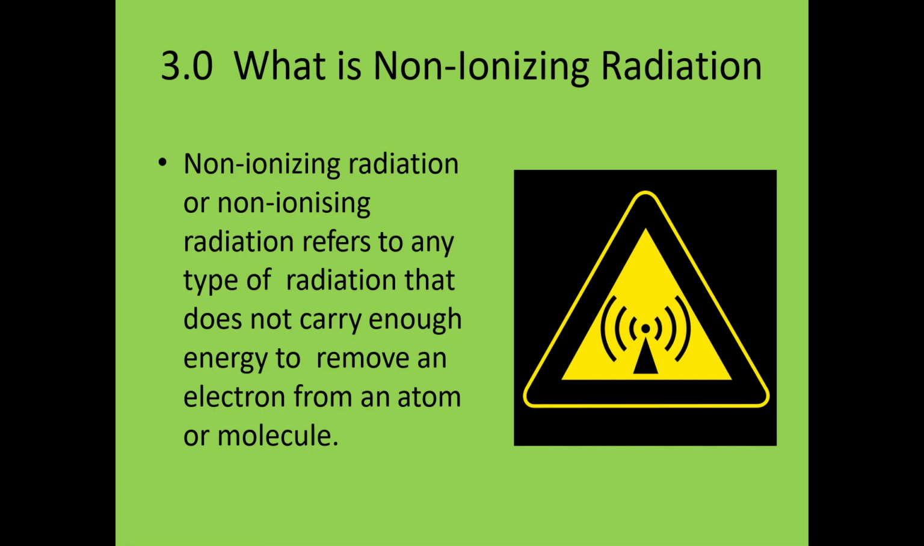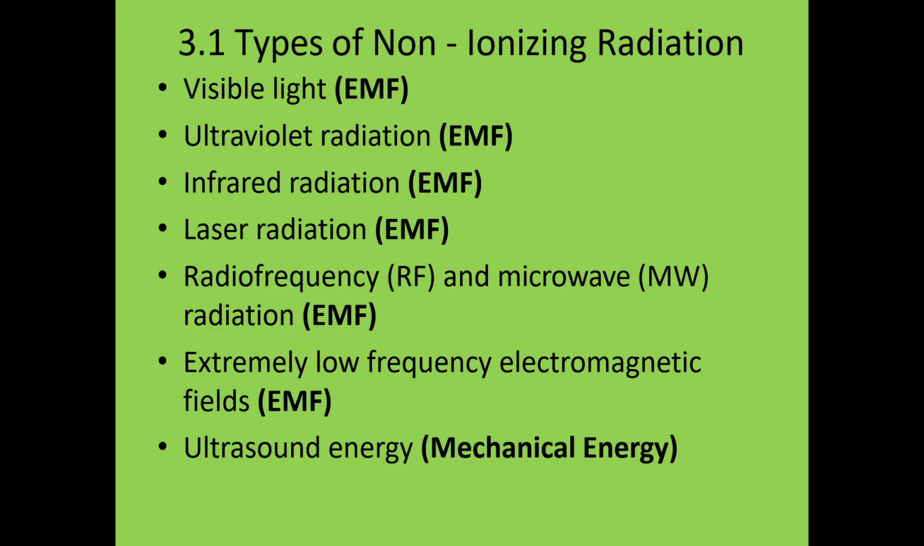Okay. So, non-ionizing radiation refers to any type of radiation that does not carry enough energy to remove an electron from an atom or molecule. So types of non-ionizing radiation: we have visible light, ultraviolet radiation, infrared radiation, laser radiation, radio frequency, and microwave radiation. And then pinaka mababa ay yung low frequency electromagnetic fields or electric waves.